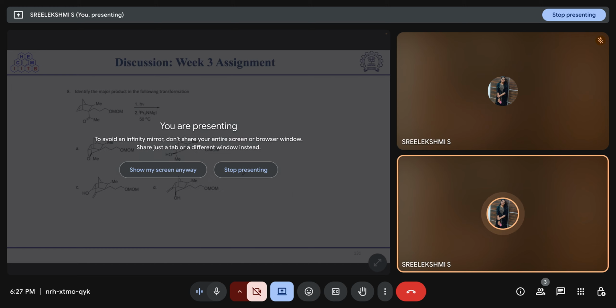Now the next question is, identify the major product in the following transformation. This particular compound is treated with hν, and then with diisopropyl, like (iPr)2 NMgI, which is a kind of Grignard reagent. Which will be the major product here?